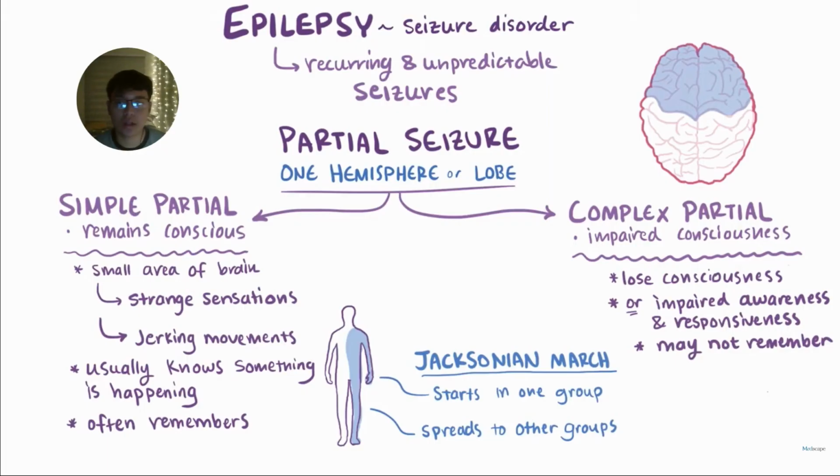So here is the illustration of what was talked about. In partial seizures, we have simple and complex. Simple partial when the patient is conscious. Complex when the patient is unconscious during a seizure. And the Jacksonian march is when the jerking activity starts in a specific muscle group and starts to spread to surrounding muscle groups as more neurons are affected.